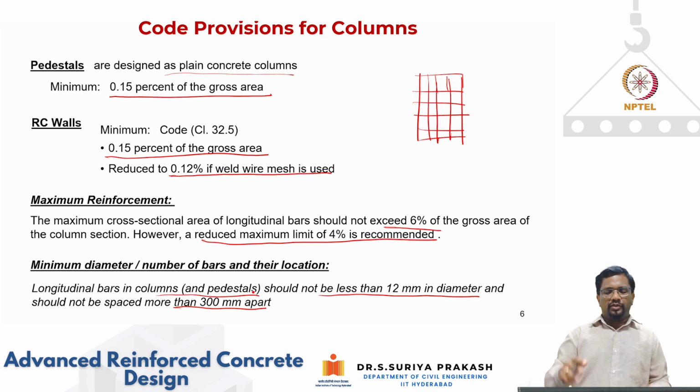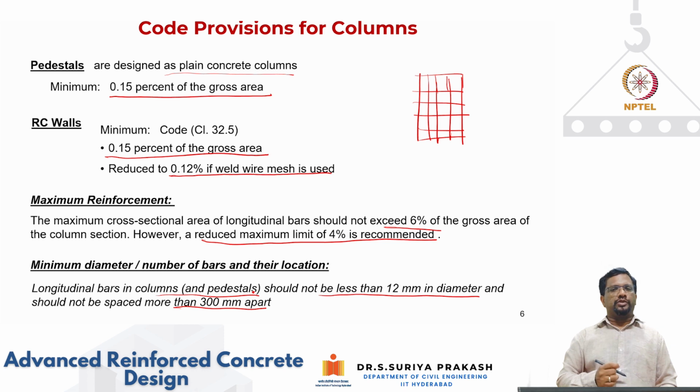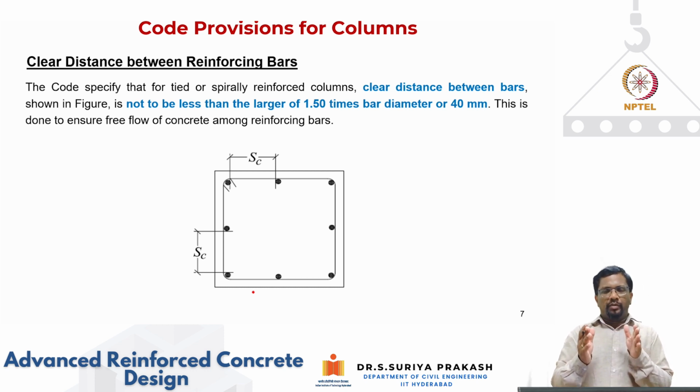This is also to make sure that you have a nice distribution of longitudinal bars, because columns will have bending moment about both the axes. So the code is saying that you need to have a nice distribution of longitudinal bars, spaced not more than 300 mm apart. Now we also need to be careful at the same time. The spacing between the longitudinal bars should not be too close either.